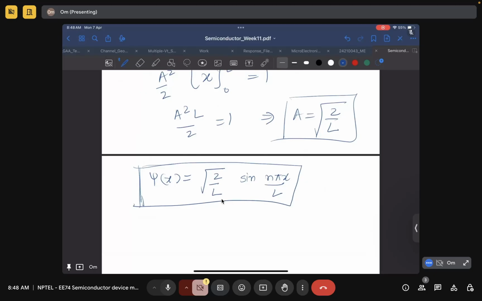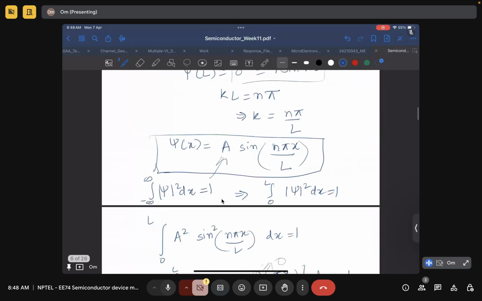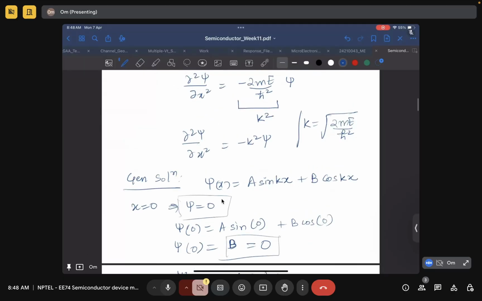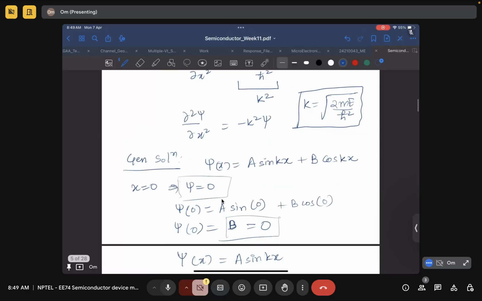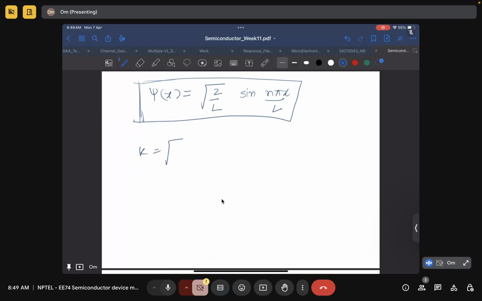Now we can also see the energy of the particle. So to see that we have two relations. One is this one, k is equal to n pi by L. Another one is this, k square equals 2mE by h cross square. So if we equate these two, we have k equals under root 2mE upon h cross square.